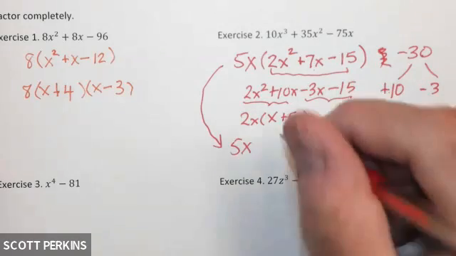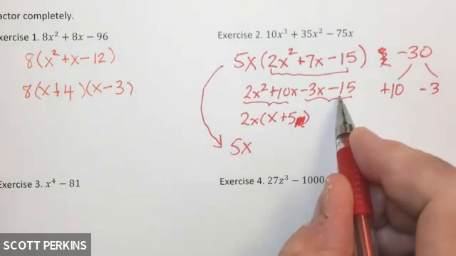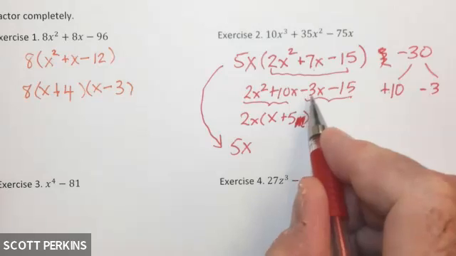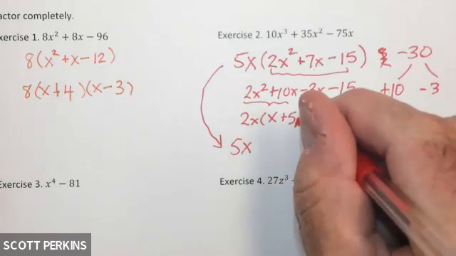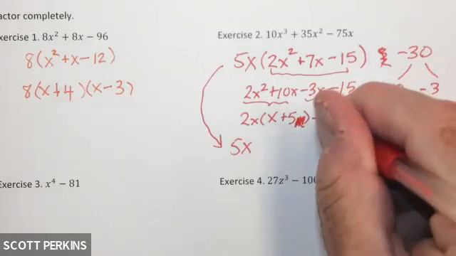So pretend you don't see that smudge right there. And then I have negative 3x and negative 15. Well, I do notice both of those terms are negative, so that's a clue to take the negative out. And 3x and 15 both share a 3.